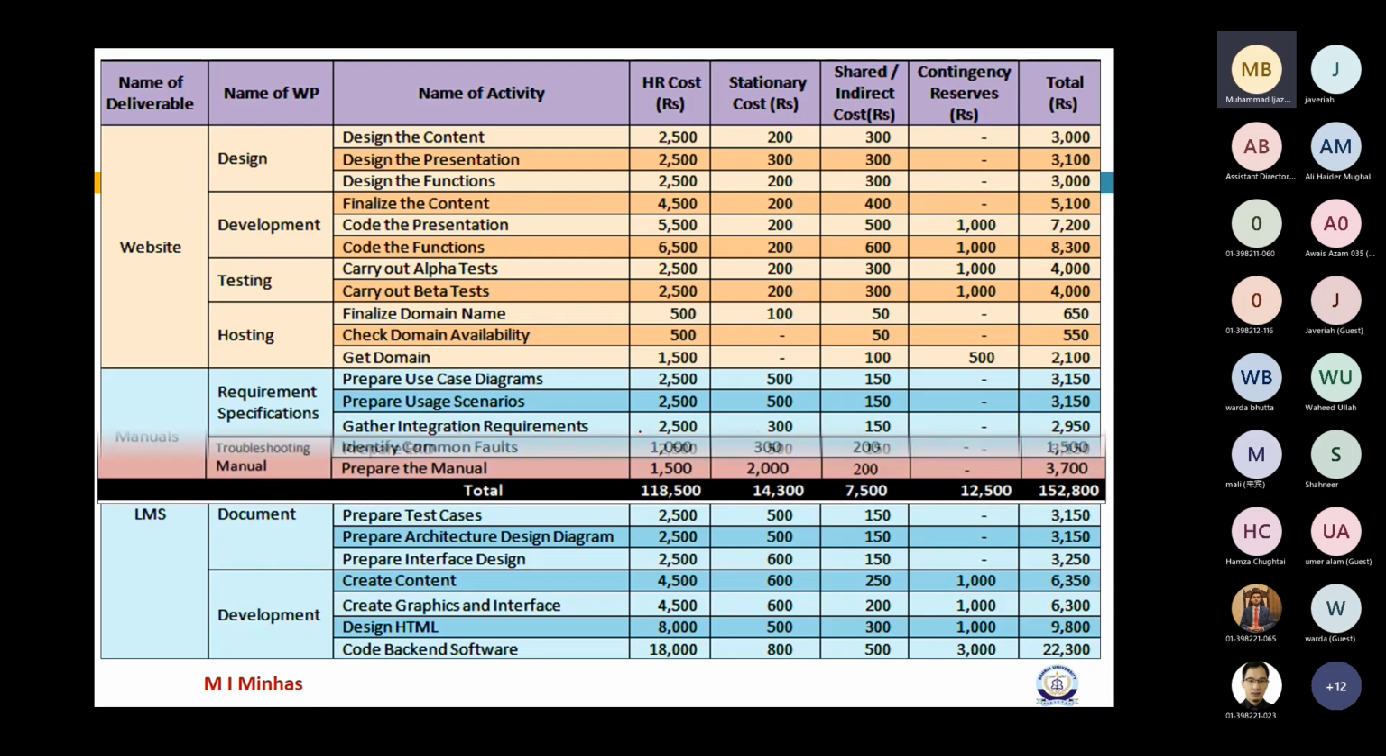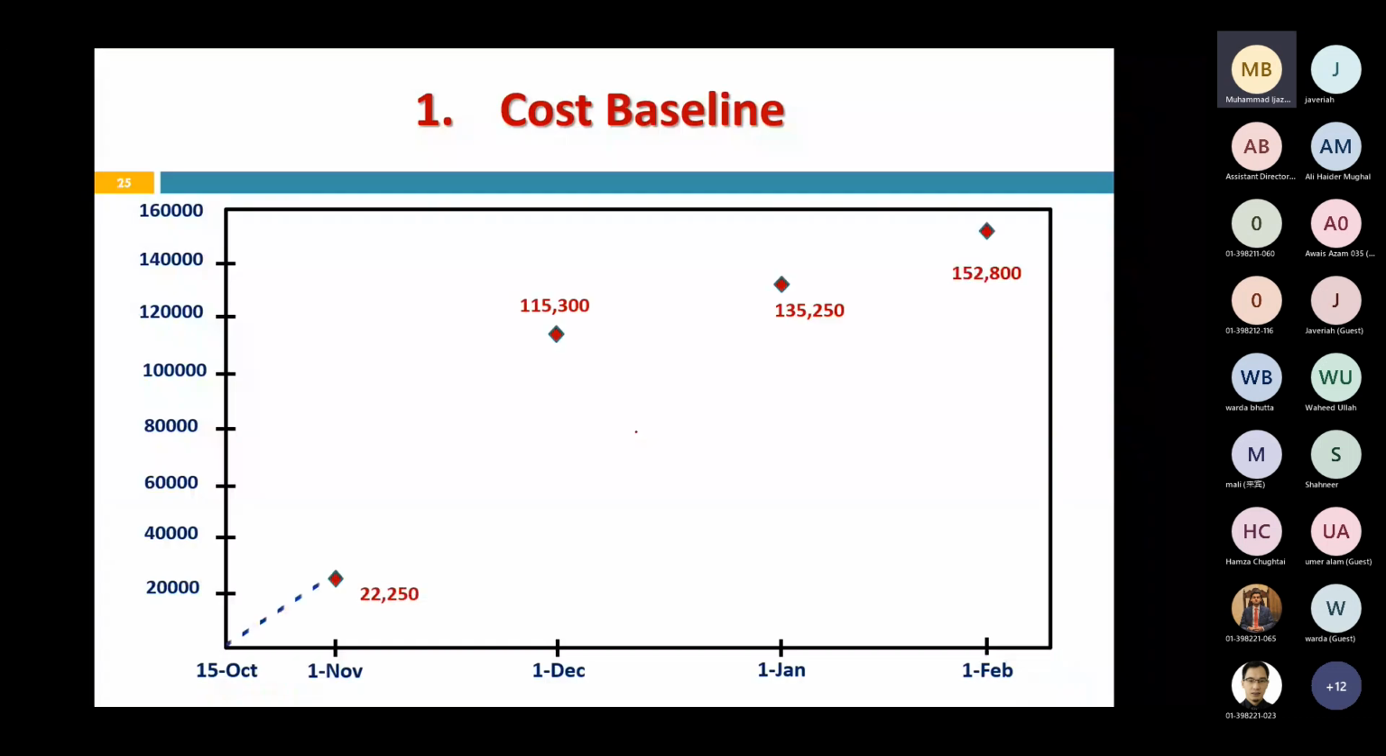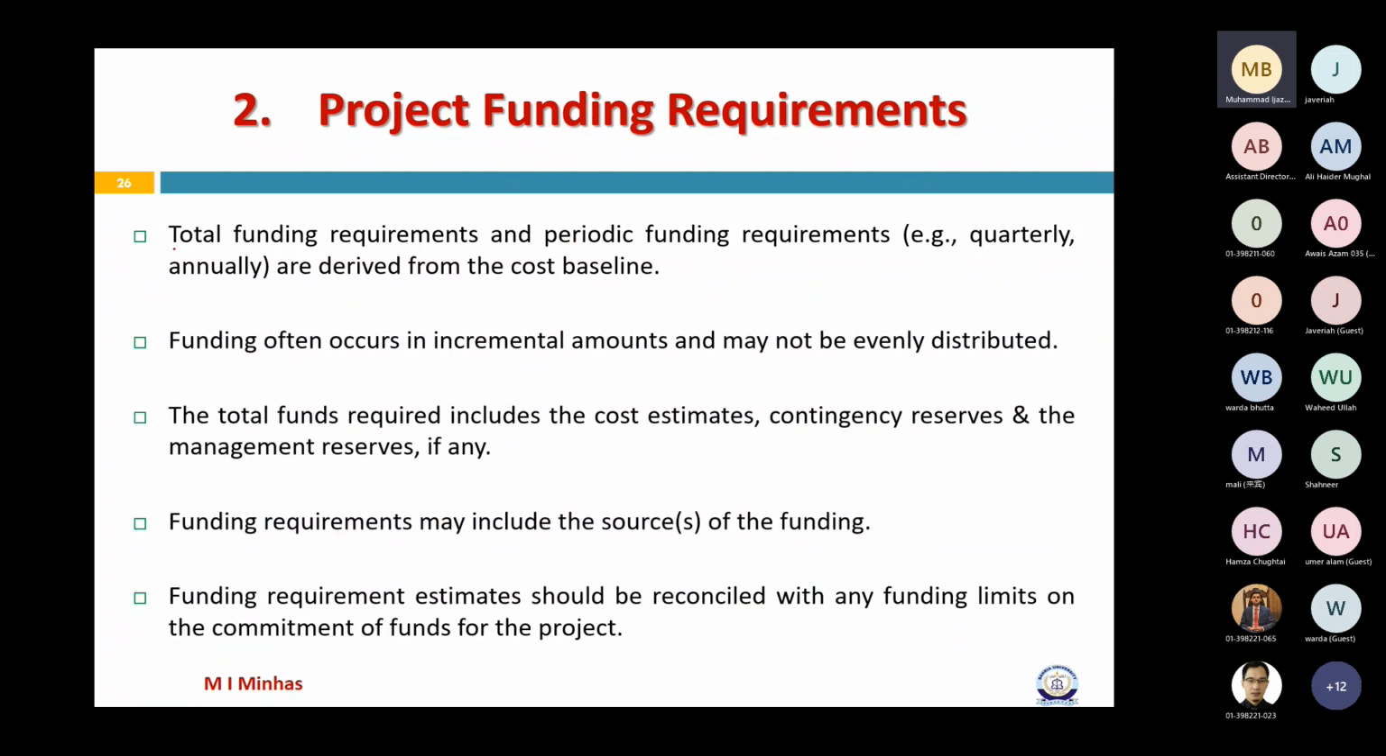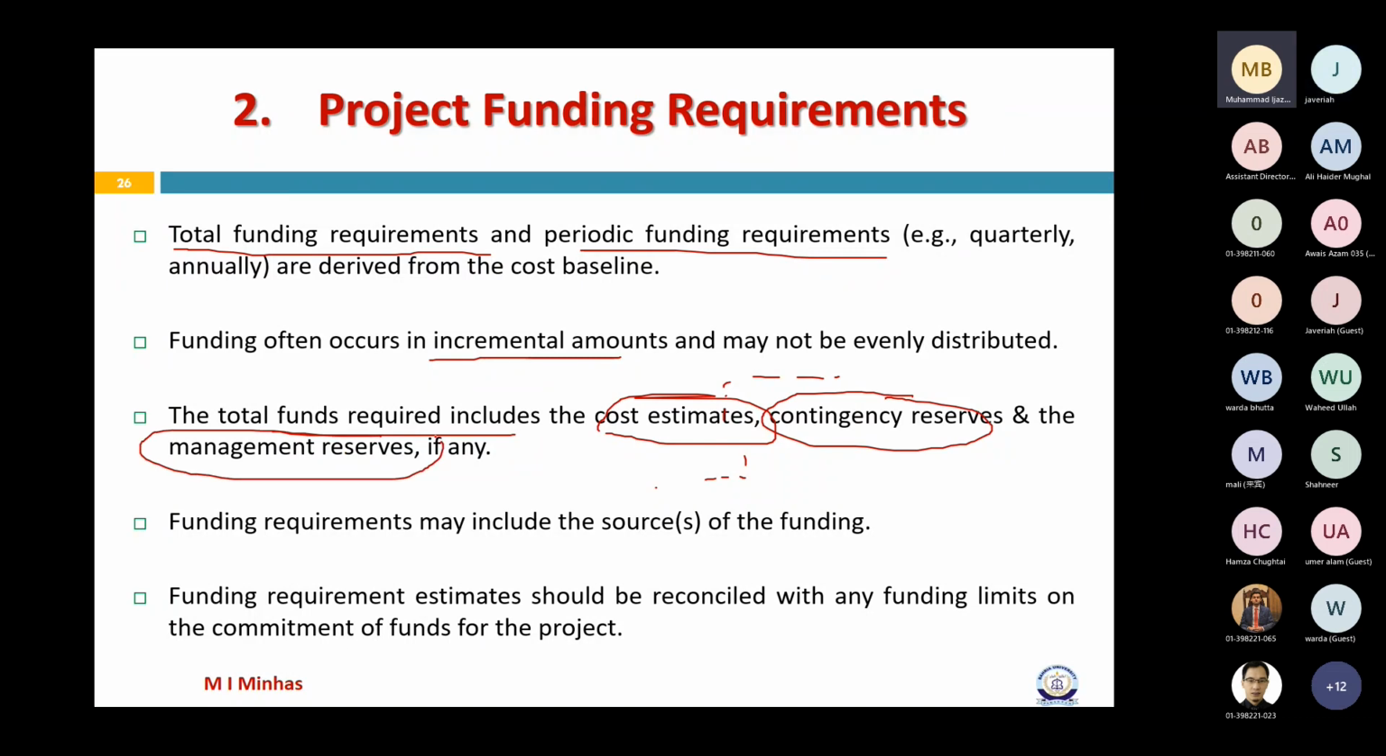Now we have already covered how to prepare the baseline. Now what is funding requirement? Total funding requirement and the periodic funding requirement, I've already covered it, right? Do you remember that? Yes sir. Okay, and that was in incremental steps. Do you remember these steps? Then total funds required include the cost estimates, contingency reserves, as well as the management reserves. So funding requirements may include any sources of funding as well.